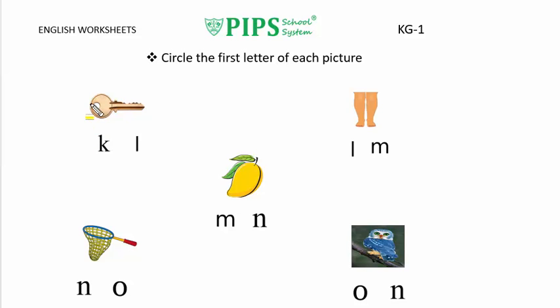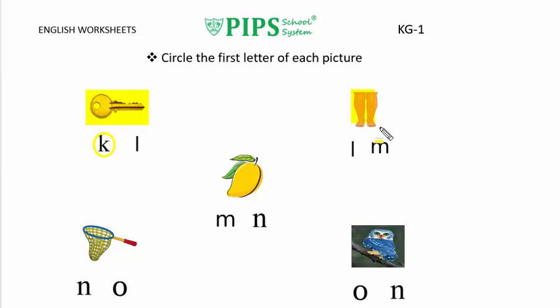This is a key. The initial letter of key is K. Sounds like K. K. Key. Now we will circle the letter K.